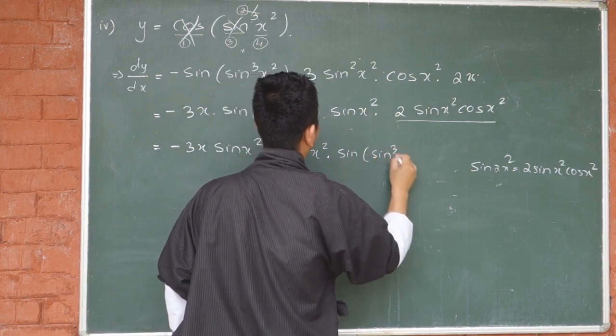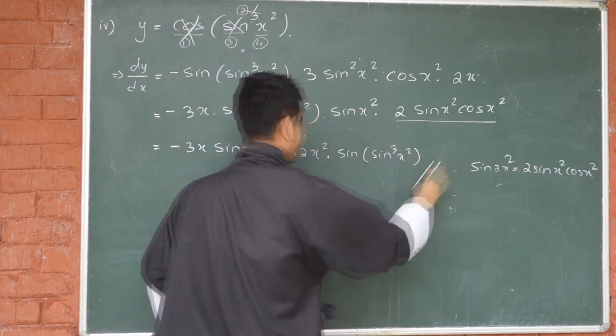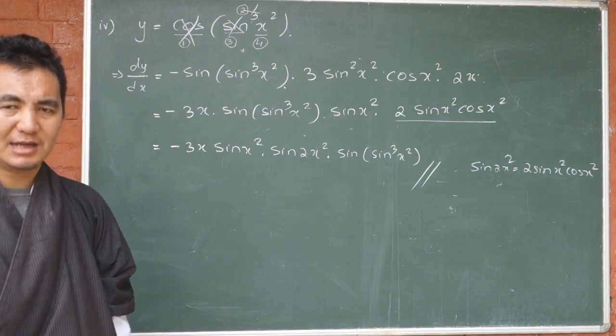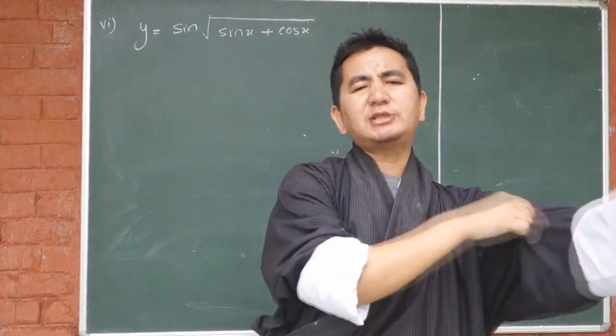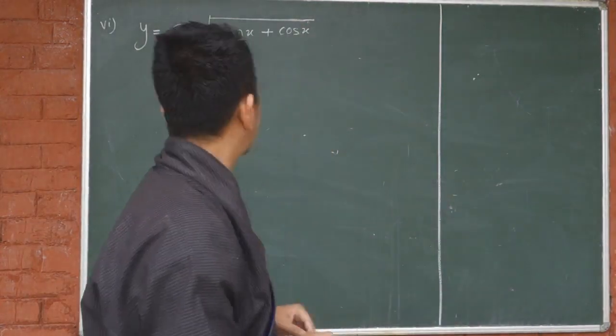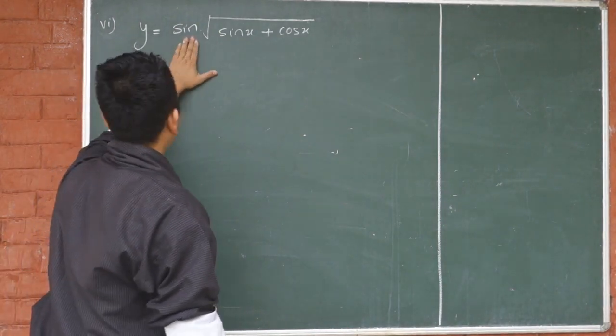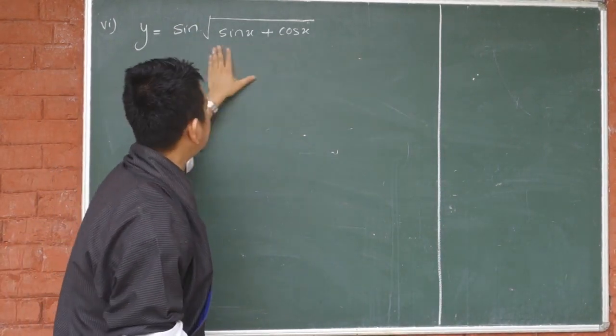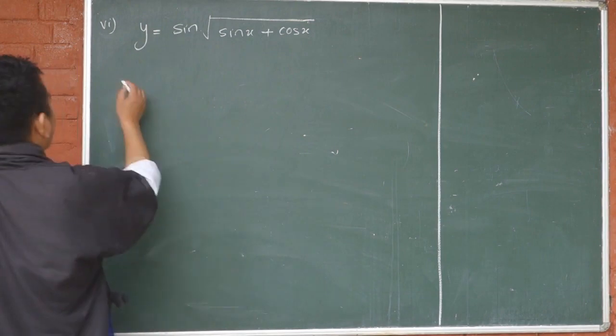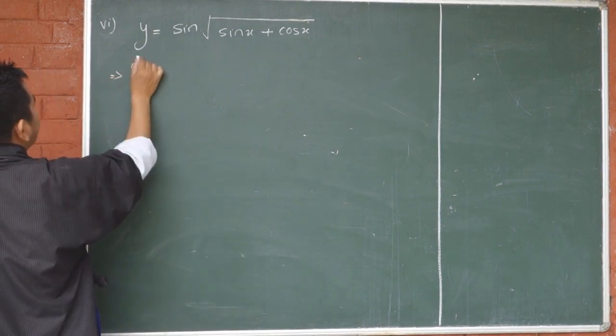Sine cube x square. So this will be the final answer. Now let's go with the Roman number 6. In this case, sine is controlling all this function, so this is acting as an angle. So what I can do here is differentiate this as usual.